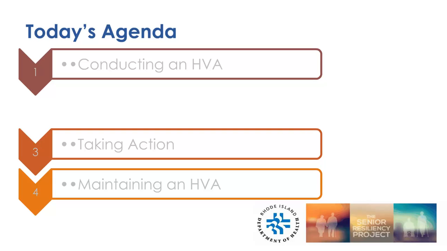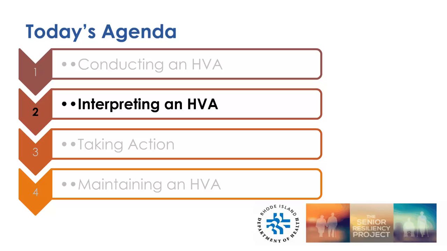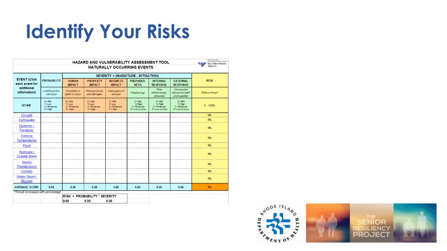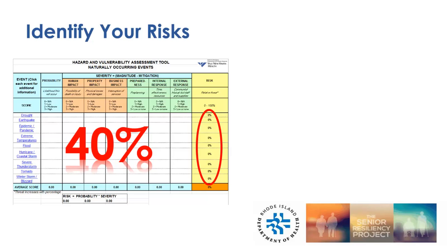Now that we understand the HVA process, let's learn more about how to interpret an HVA once your organization has completed the process. First, examine the risk column to find the events that your organization is most vulnerable to. Risks of 40% and above stand out to most organizations. Identify these high-risk hazards from your HVA and focus your preparedness efforts on these events.